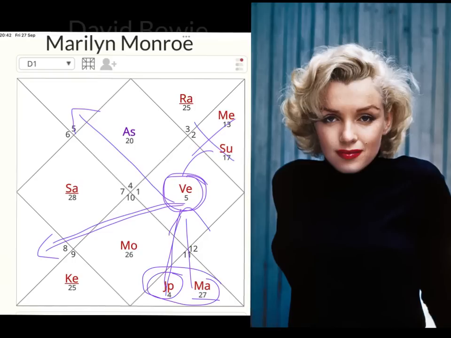Because Guru aspects Venus, she is able to sustain this popularity in her career. 10th house. The most difficult thing is this Mangala and Venus factor, this mutual influence. This is really difficult, everybody.